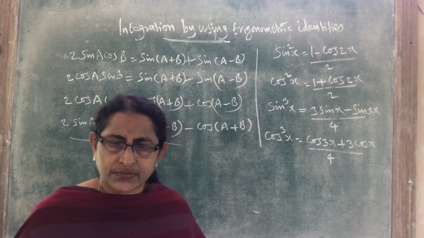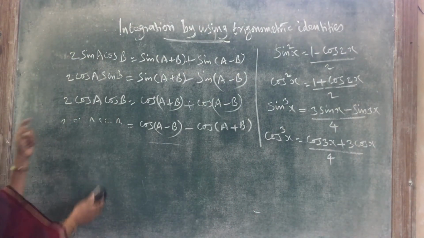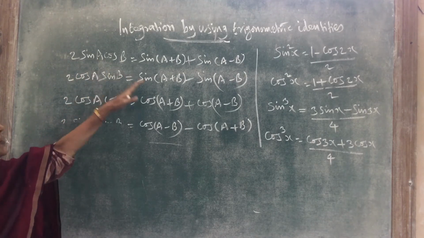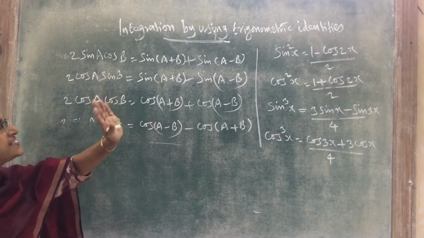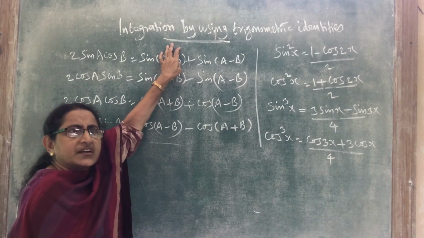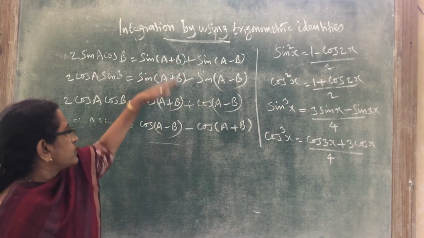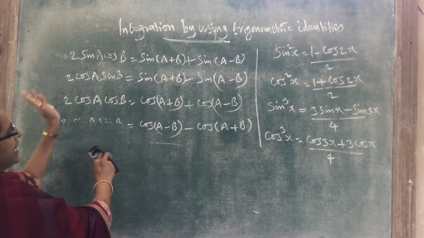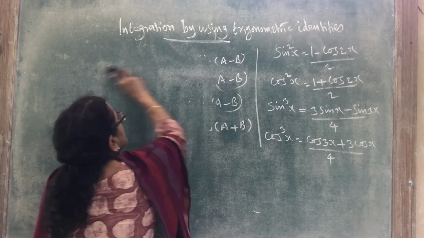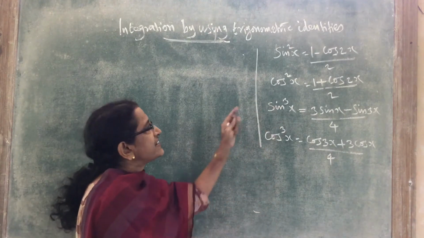So now we'll do these questions. Remember this identity also, to find the integral of sine A cos B. You have to use this identity, then it is easy to integrate. See here, on this side we have sine of A plus B, sine of some function, and we can find the integral. So applying this identity, we can find the integral. Now we'll do the integrals of these functions, starting with sine square x.